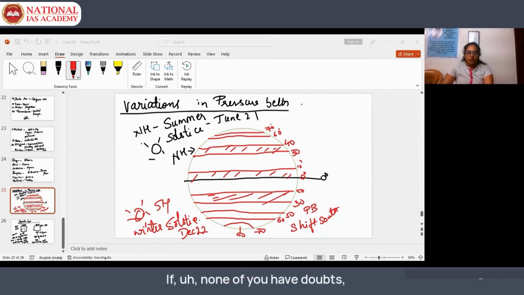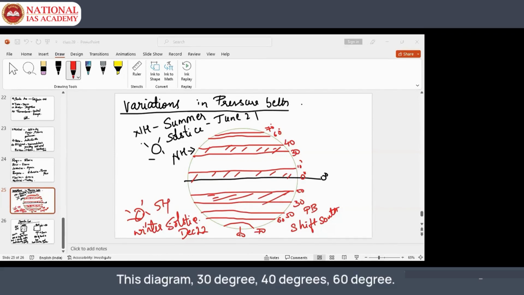Okay, if none of you have doubts now, let us go ahead with. Yes, what is your doubt? Can you explain it again, ma'am, this diagram? 30 degree, 40 degree, 60 degree.